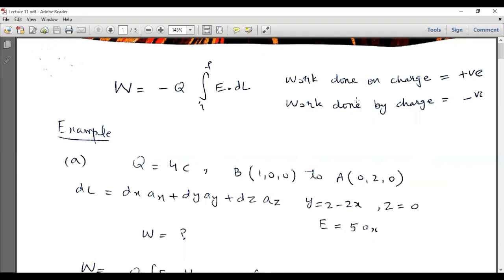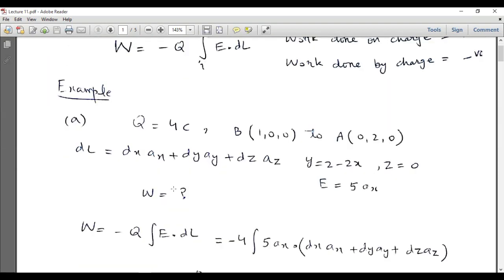So the difference between work done on the charge and work done by the charge is that if we are exerting a force on a charge to move it in the electrostatic field, it means we are doing work on the charge, and if the charge is automatically moving in any direction against the external force, then it means work is done by the charge. So technically, that work should be positive, and if the work is done on the charge, that will be positive.